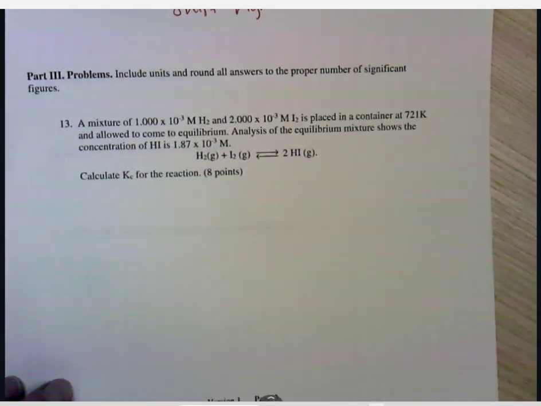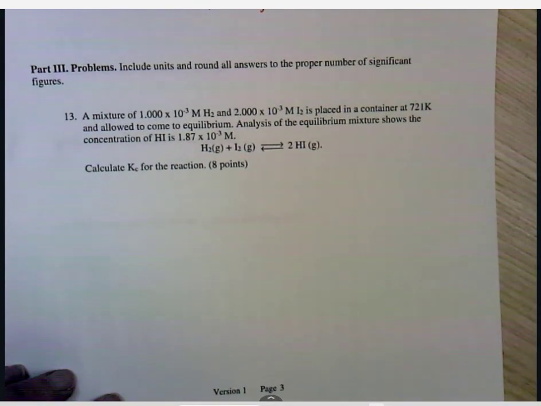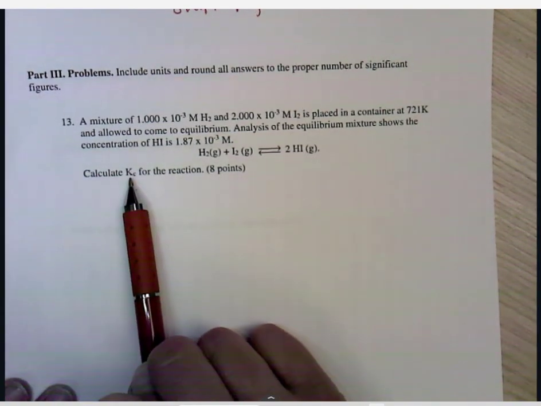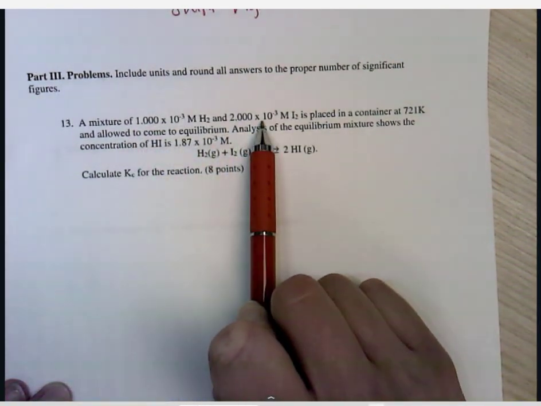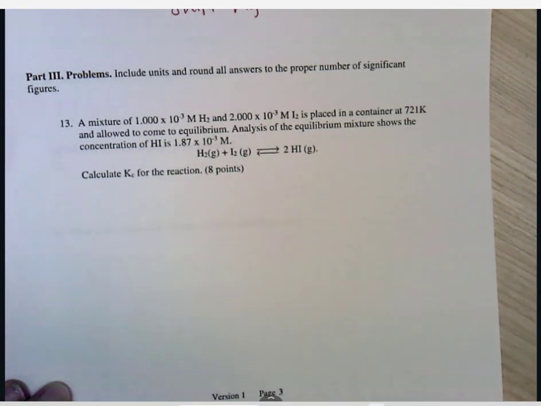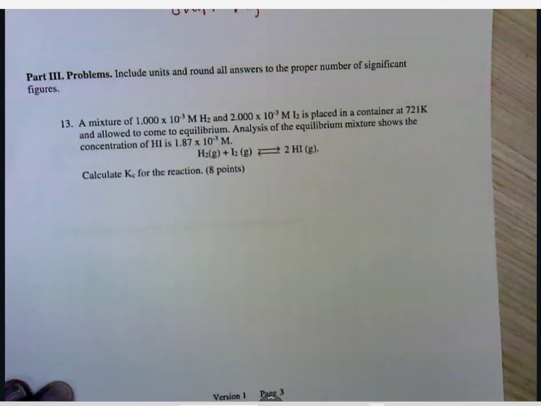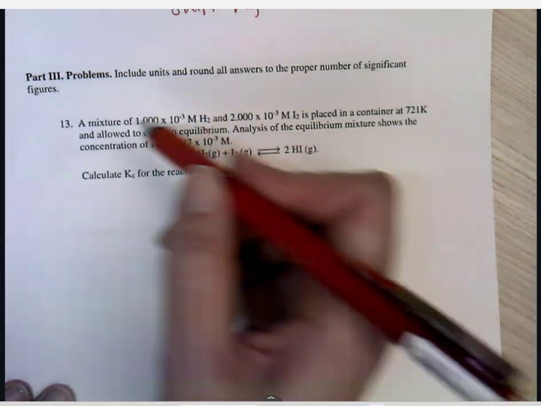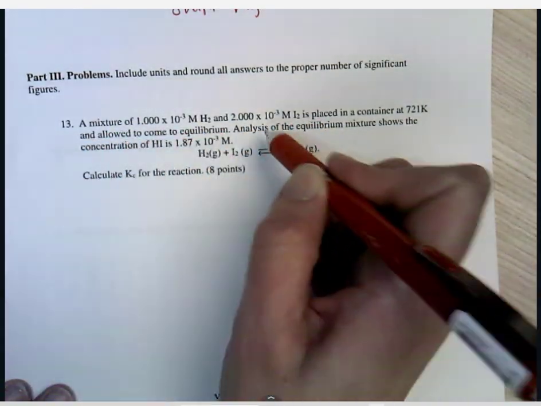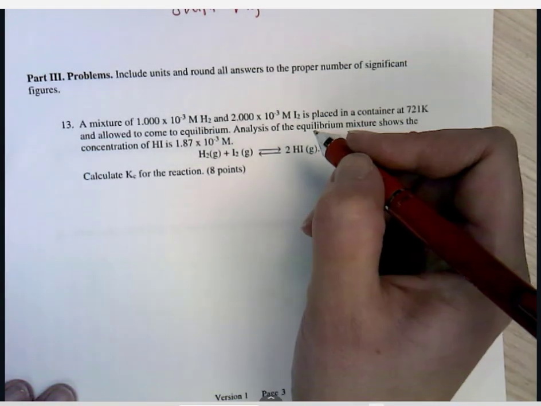All right, here we have an equilibrium problem. They're asking me for the Kc, that's my question. I'm given my starting stuff and also some equilibrium stuff. So that means I need an ICE table. If there is anything where it's like, this is what's put in my solution, I need an ICE table.